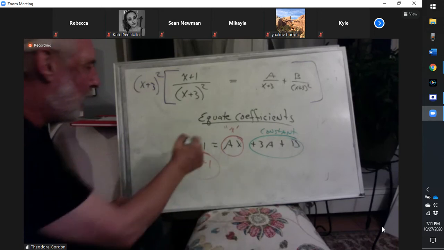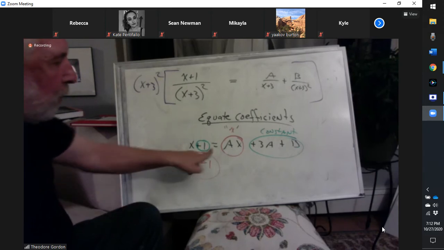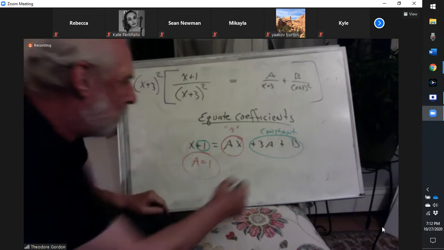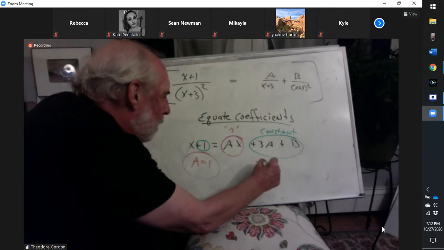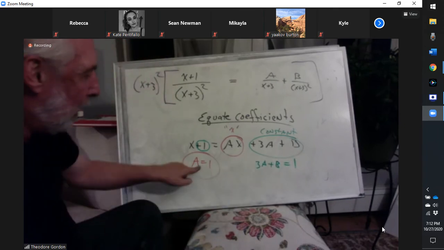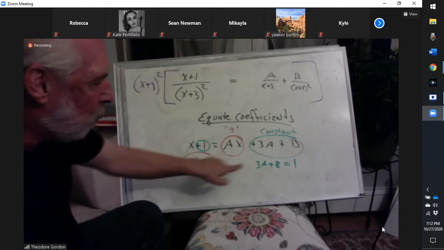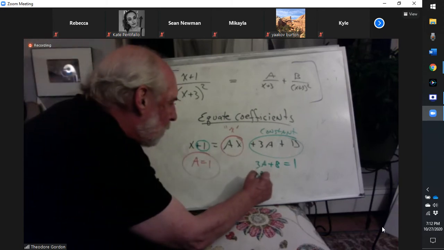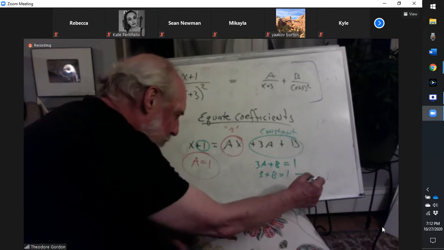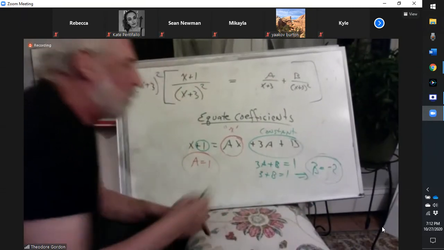Looking over here at the constants, here we have a +1. Since the two sides have to be identical, that all has to be +1. So we have 3a plus b must be 1. And I know what a is. a is 1. So if a is 1, 3 times 1 is 3. So 3 plus b is equal to 1. And that means that b is equal to -2.